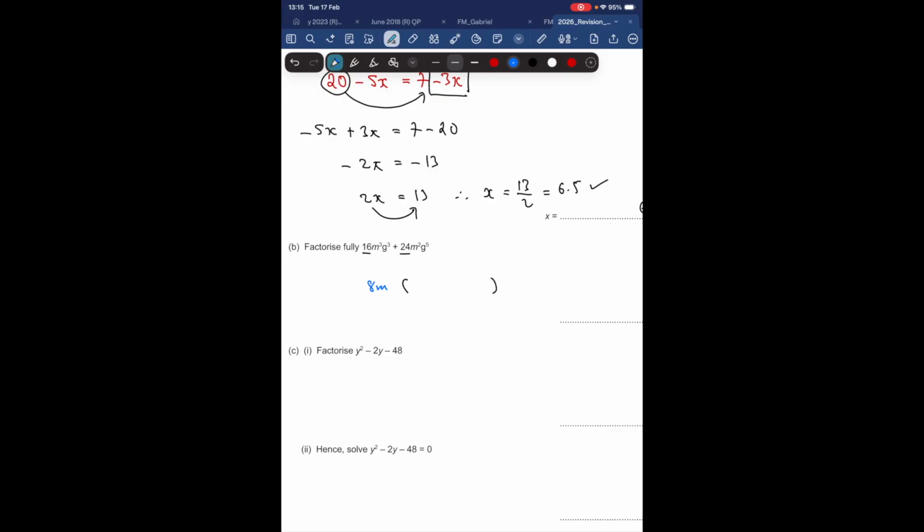And for the power that we take, we go for the lowest power on the m. So we've got m to the power of 3 here, we've got m to the power of 2. So we take the lowest power of m outside the bracket. And we're then going to look at the g. The g is common to both terms, and we take the g with the lowest power. In this case, it's to the power of 3. So outside the bracket, we're going to have g cubed.